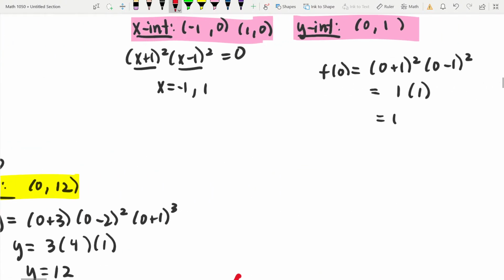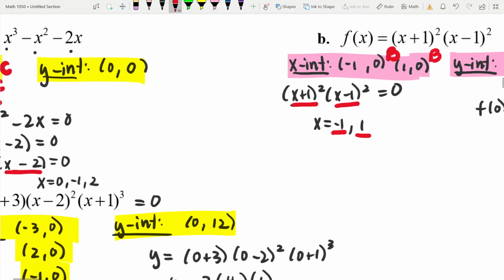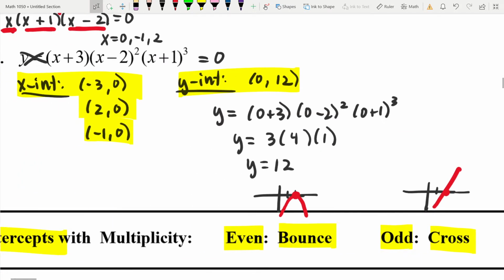Okay, let's look at the next one. This -1 came from here. The exponent's even. That's going to bounce. So put a B right there. This x equals 1 came from here. Exponent's even, that guy's going to bounce. Put a B. These are only x-intercepts. Okay, come back to these ones.